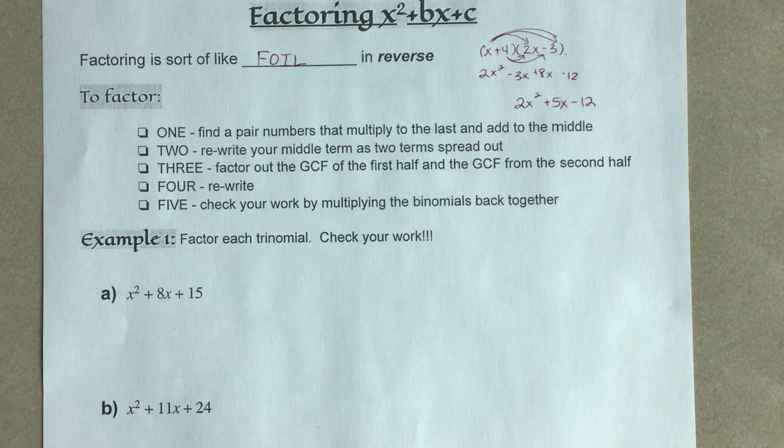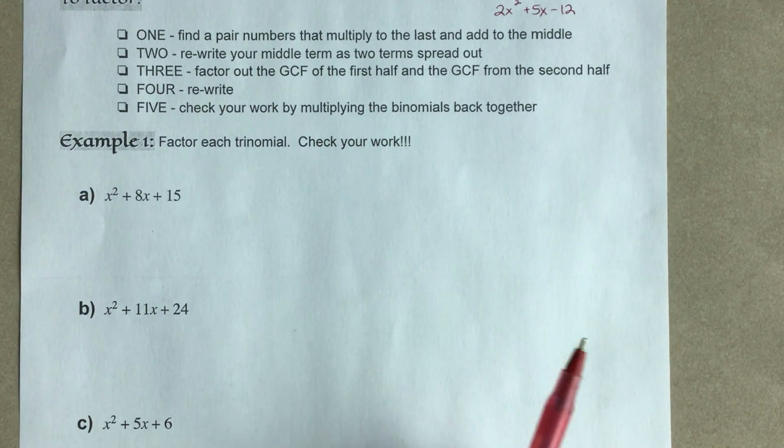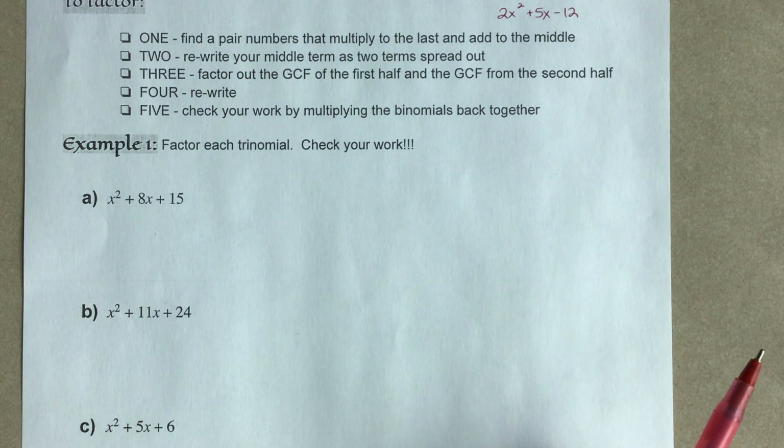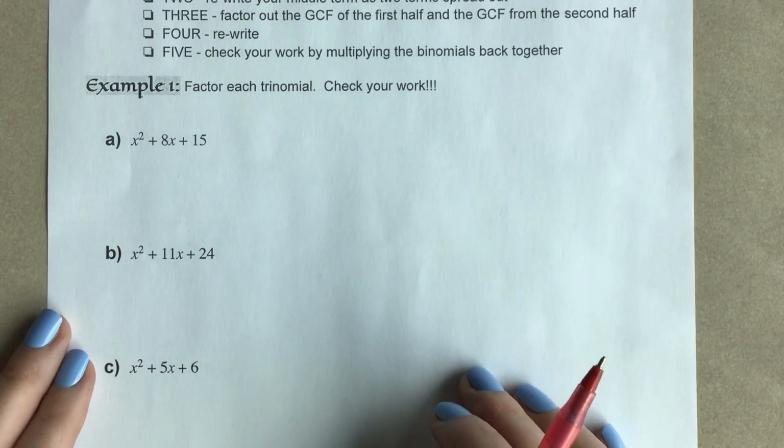All right, so what are the steps to that? So the first step that we're going to do is find a pair of numbers that multiply to the last number and add to the middle number. Next, we're going to rewrite our middle term as two terms spread out. Then we're going to factor out the GCF of the first half and of the second half. We're going to rewrite and then we'll check our work. So you'll see those steps in action when we start jumping in.